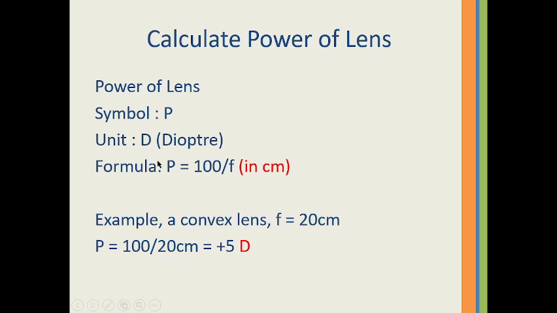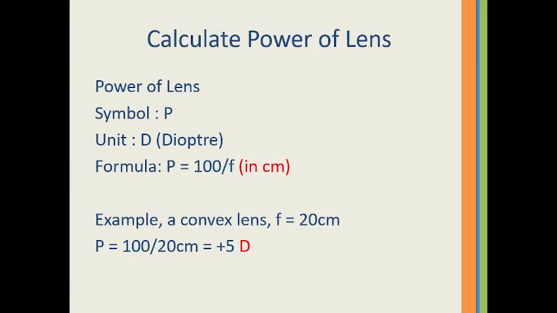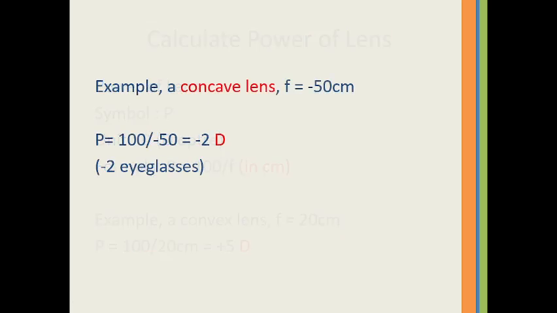How do we get this power of lens? How do we get this measurement -1, -2, -3? We use the focal length. For example, the formula is 100 divided by f. The f should be in centimeter. For example, a convex lens with focal length 20 centimeter, we just need to put into the formula 100 divided by 20, we get 5, positive 5 dioptry. Don't forget the unit.